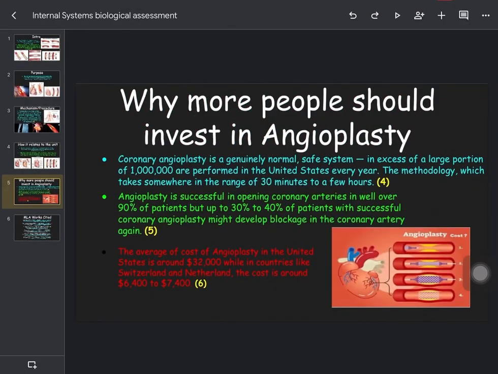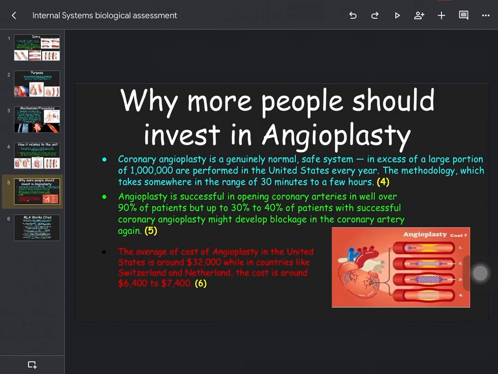And now to finally talk about my last slide, which is on why I think more people should invest in angioplasty. First of all, angioplasty is a fairly safe procedure with more than 1 million being performed in the US alone, and the time taken to perform the surgery is also fairly short, from 30 minutes to a few hours. Second of all, angioplasty surgeries have a very high success rate of over 90%, which means that 90% of the patients who have the surgery are cured, but around 30 to 40% might have to have the surgery again in case of another blockage in the artery.